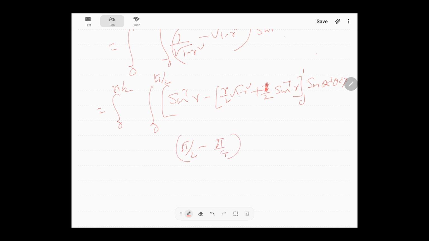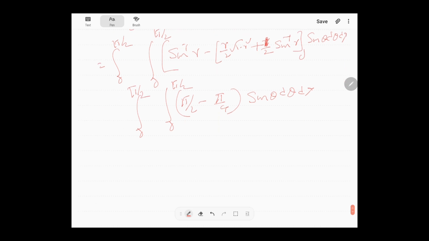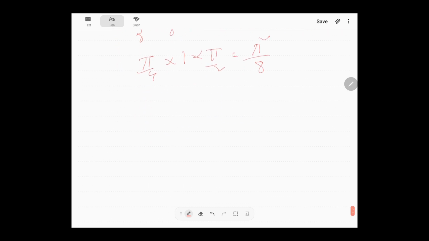If I substitute the lower limit 0, that is 0. And sine theta d phi, 0 to pi by 2 here, and this is also 0 to pi by 2. So ultimately, pi by 2 minus pi by 4 is pi by 4, which comes out, with the integral from 0 to pi by 2 of sine theta. If I integrate, that will be 1. And the integral of d phi, if I substitute the limits, will be pi by 2. So it will be pi square by 8. So this is the fourth problem.